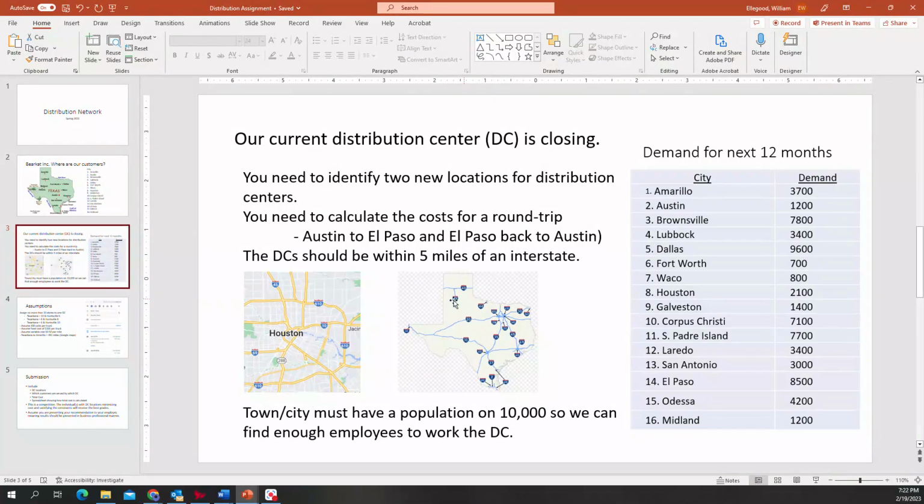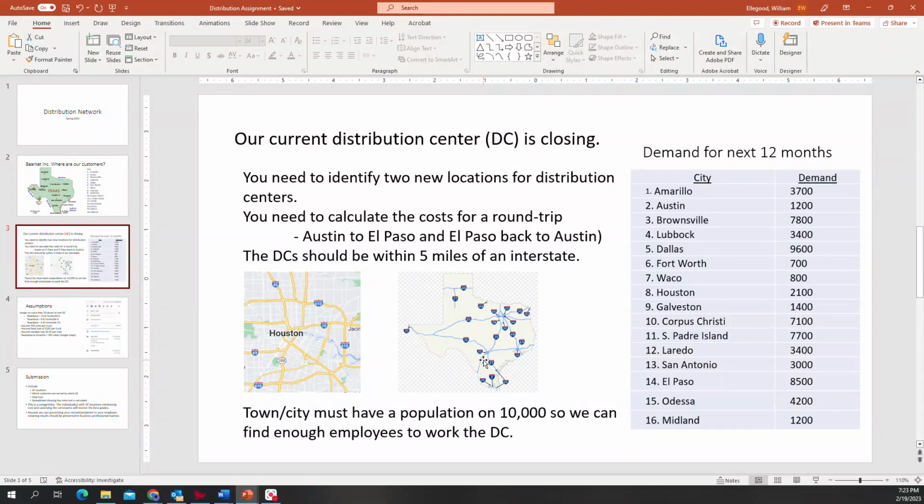This is roughly the interstate map of Texas. Interstates are anything that has a number in a blue shield. 69, I think, extends up to Cleveland now. There may be some other interstates in and around the Dallas, Fort Worth area. But roughly, these are the interstates of Texas. So the DC needs to be within 5 miles of the interstate. Both of them do.